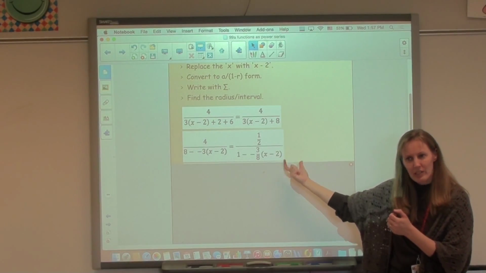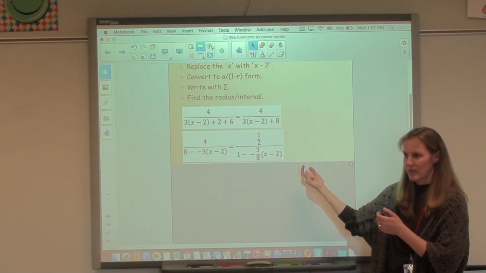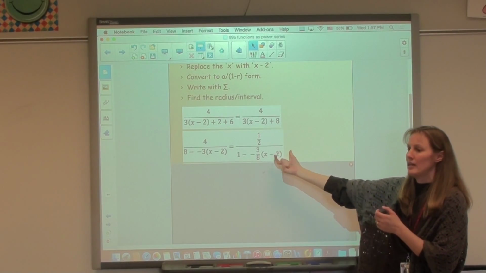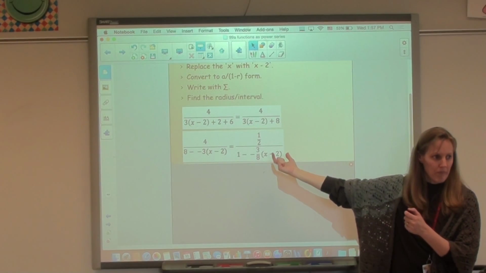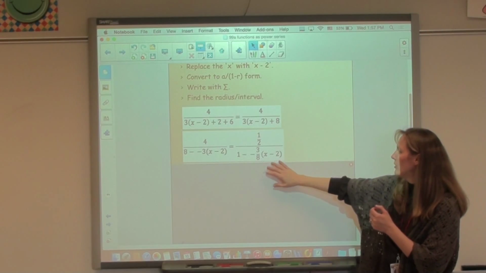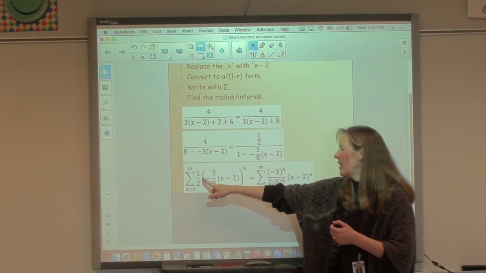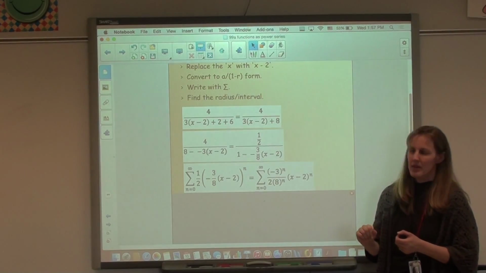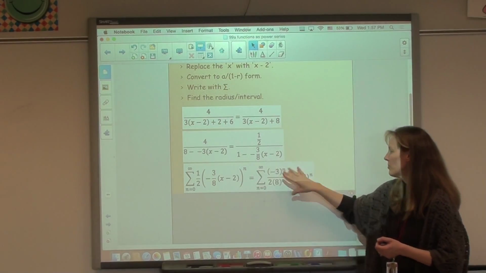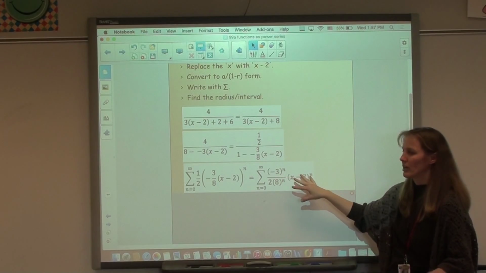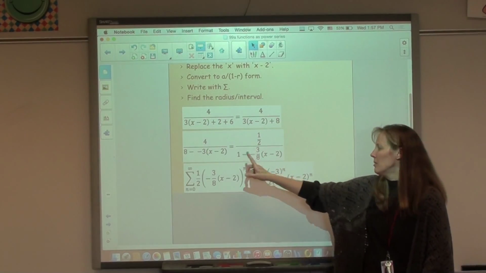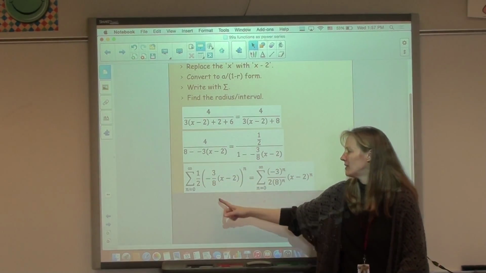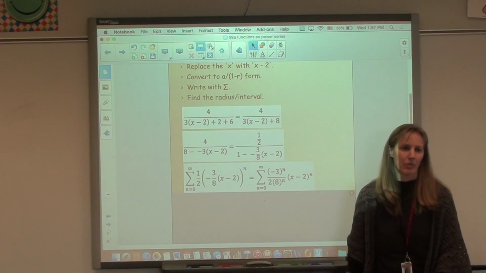Keep the x minus 2, don't distribute it in. Always have x minus c as its own little term. So now you have your sum, a times r to the n. You can keep it just like that, or you can multiply it out, which would be more of a traditional power series form. But this is a geometric series, and it's going to be really easy then to find the radius and interval.